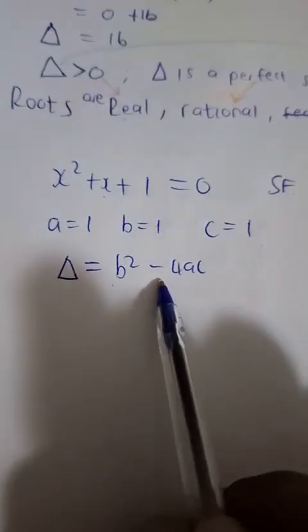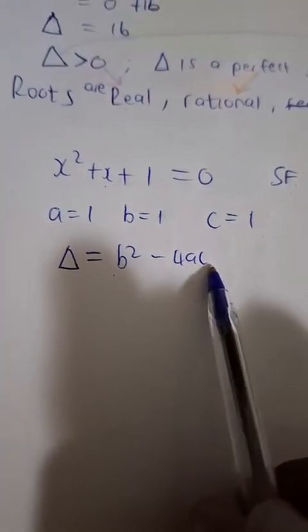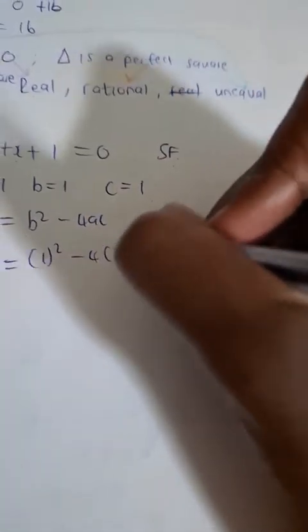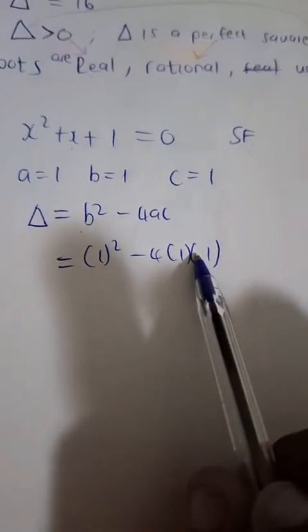Step number 3, you write down delta is equal to b squared minus 4ac, the discriminant. Next, you substitute. B is 1. A is 1. C is 1.